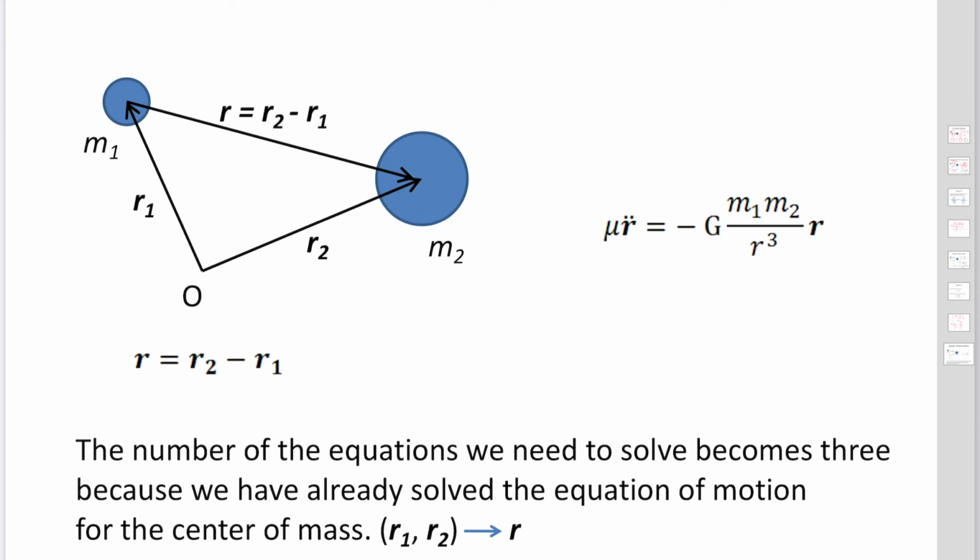So the number of equations we need to solve becomes three, because we have already solved the equation of motion for the center of mass. We used to have r sub 1 with 3 components and r sub 2 with 3 components, a total of 6 components. But now we have already solved capital R, the 3 components. So for the lowercase relative position vector we need to solve only 3. The number of equations is significantly reduced by the change of variables. This is the end of this session.